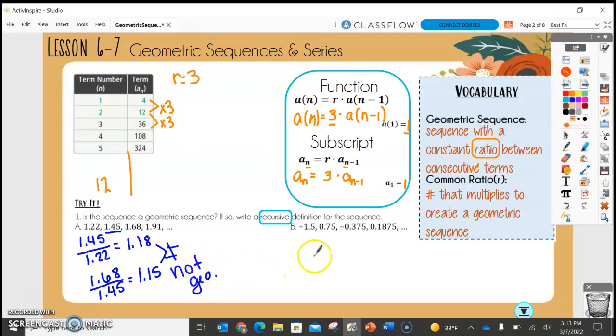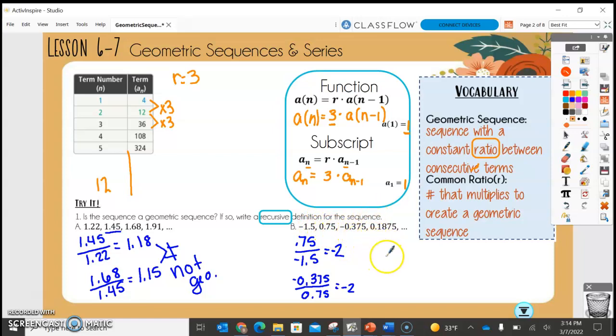But let's look at one that is. If I take 0.75 and divide by negative 1.5, my ratio or my rate of multiplying is 2. Now just to check, I could take negative 0.375 and divide by 0.75, and I will get 2. And I guess it would be negative 2 here because it's a positive divided by a negative. It is always dividing, if you will, by a negative 2. So since those ratios are coming out the same, it is geometric.